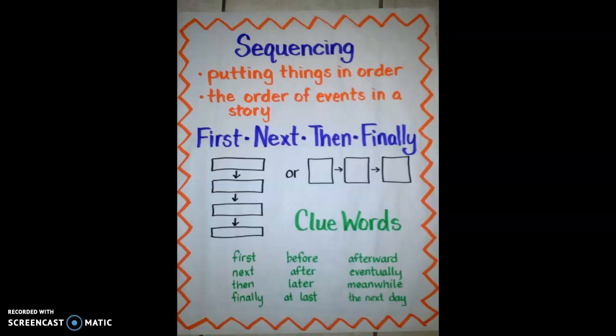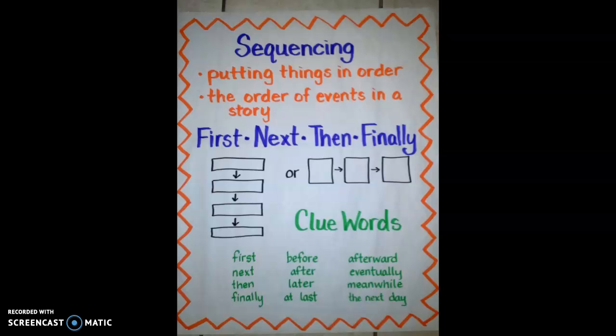Sequencing is another text structure, or another way that an author can organize their writing. So when you sequence, you put things in order, and they are in order of events in a story or in the text. Since we're focusing on informational text, those are the type of sequences that we'll be looking at. I know that you guys have learned to put things in order or in sequence by using transition words such as first, next, then, and finally, or last.